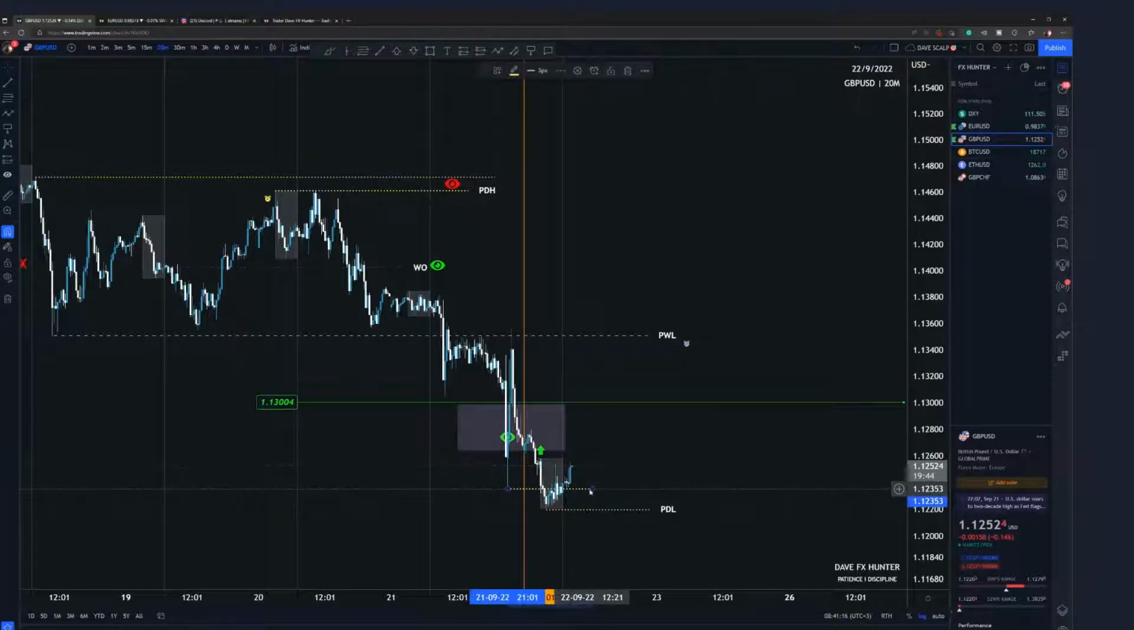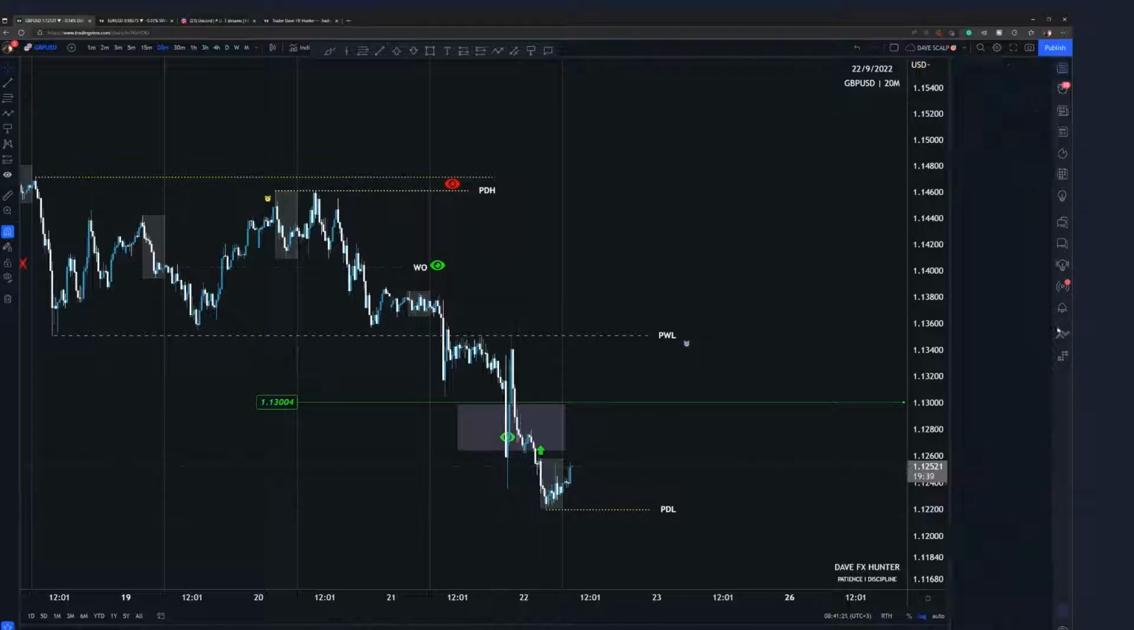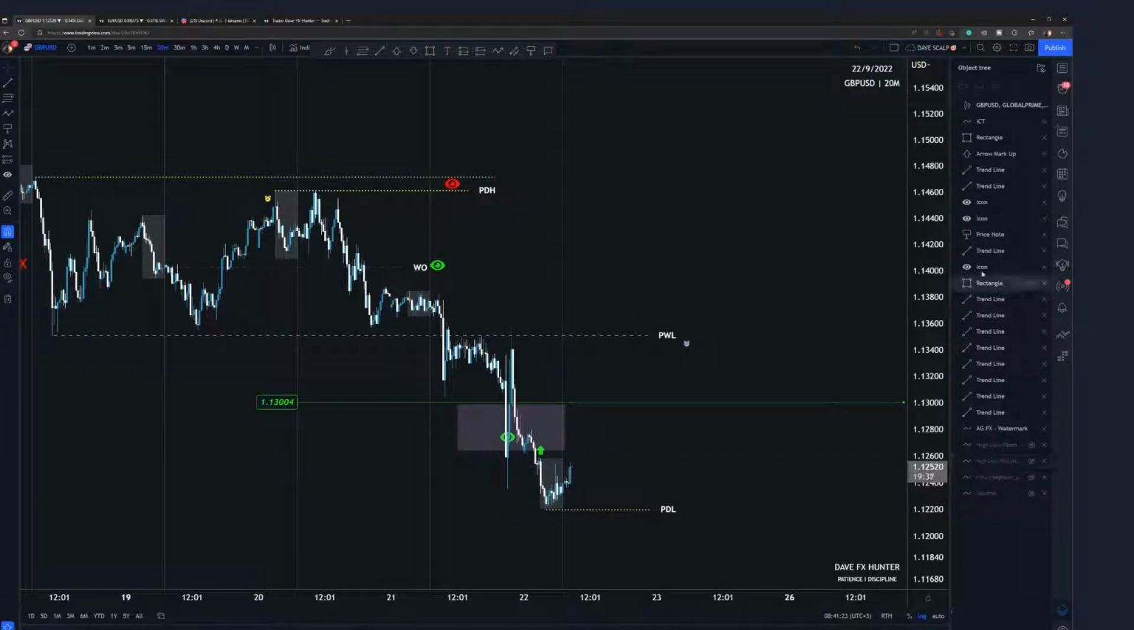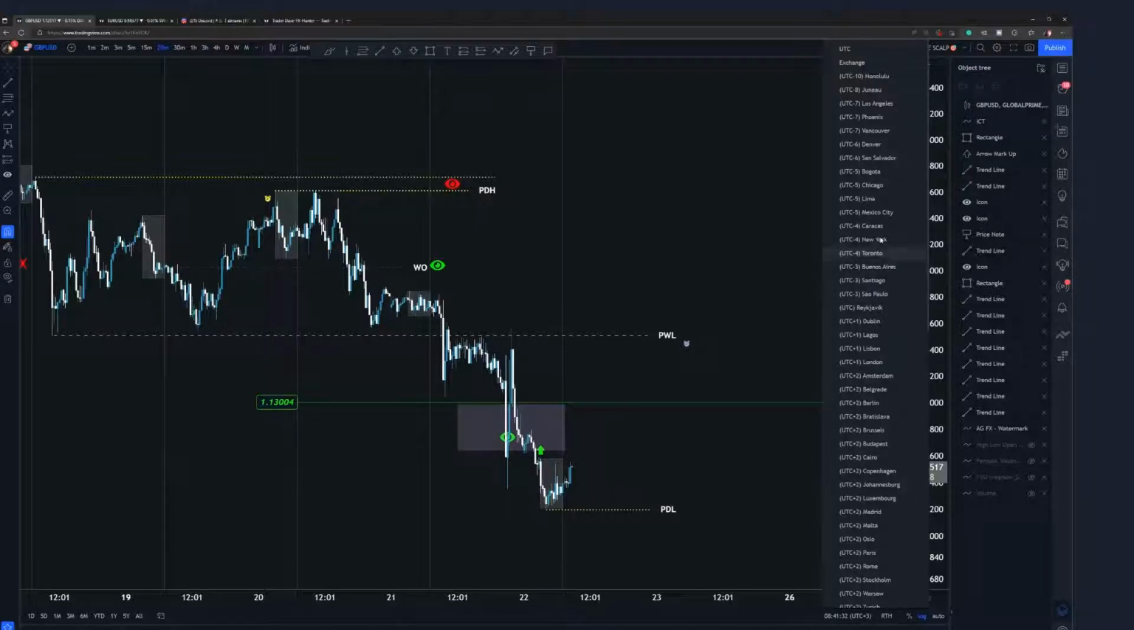But now I will show you something. I am using this indicator, it's called ICT. Which one is that? ICT, yeah, this one. And it's plotting these lines, which are actually in sync with New York, right?